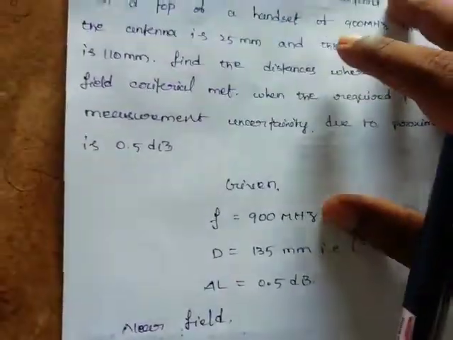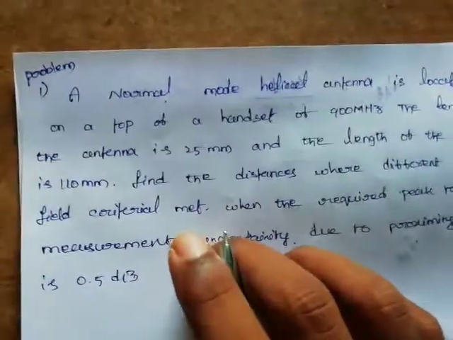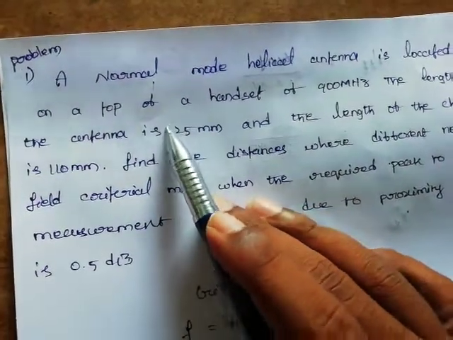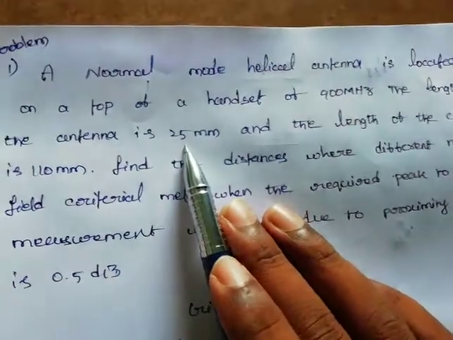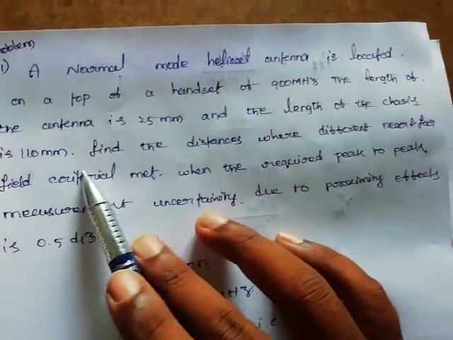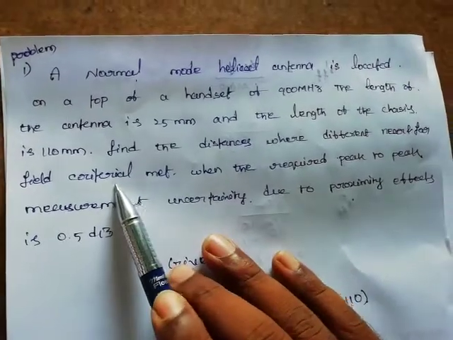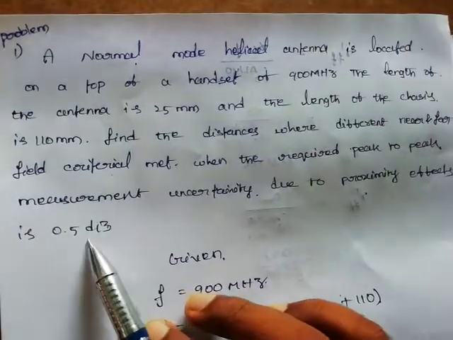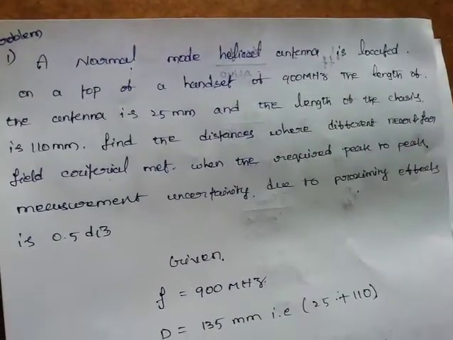If you do this problem, you can understand how we are going to calculate antenna measurements in near and far fields. Let's see this problem here. A normal mode helical antenna is located on top of a handset of 900 MHz frequency. The length of the antenna is 25 mm and the length of the chassis is 110 mm. Find the distances where different near and far field criteria are met when the required peak-to-peak measurement uncertainty due to proximity effects is 0.5 dB. So after reading this problem, what has been given, we have to write first.